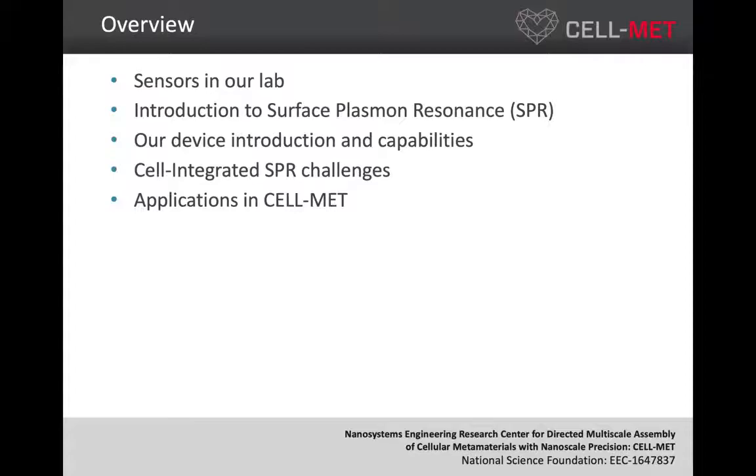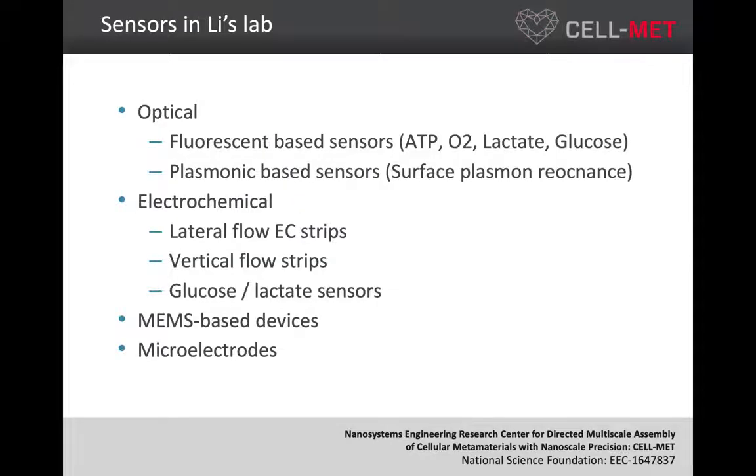So today I will be going to talk about our plasmonic-based sensors, how the device works, and challenges that we have seen using SPR specifically, and also the applications in the CellMed. How does this tie into CellMed?